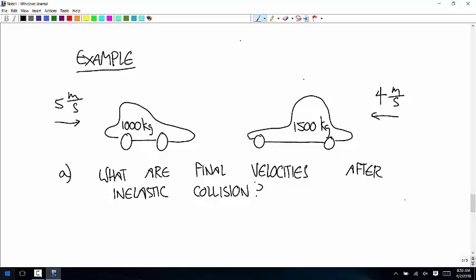Okay, so see if you can do that. How would it become inelastic? Maybe their bumpers would lock together or something. That can happen in collisions. So see if you can go through that.